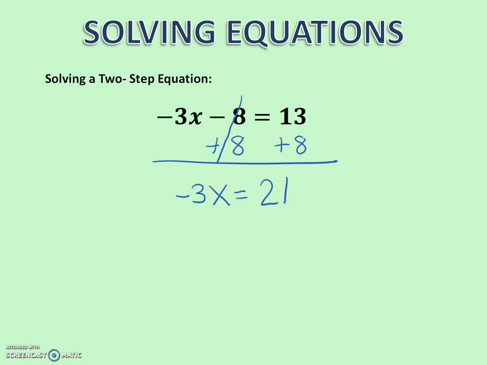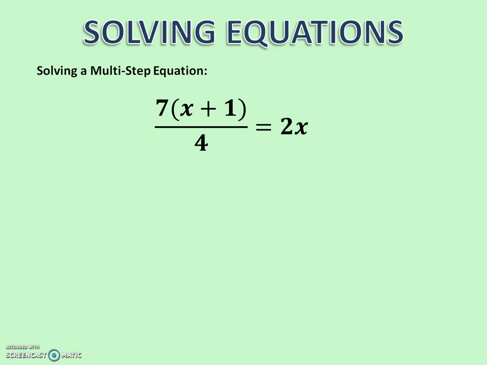All right? Now the operation, again, that's happening between this negative 3 and this x is multiplication. To undo multiplication, we do its opposite, which is division. So we're dividing both sides of the equation by negative 3. Because we did the opposite, they cancel, leaving us with just plain x equals negative 7. And that's it.